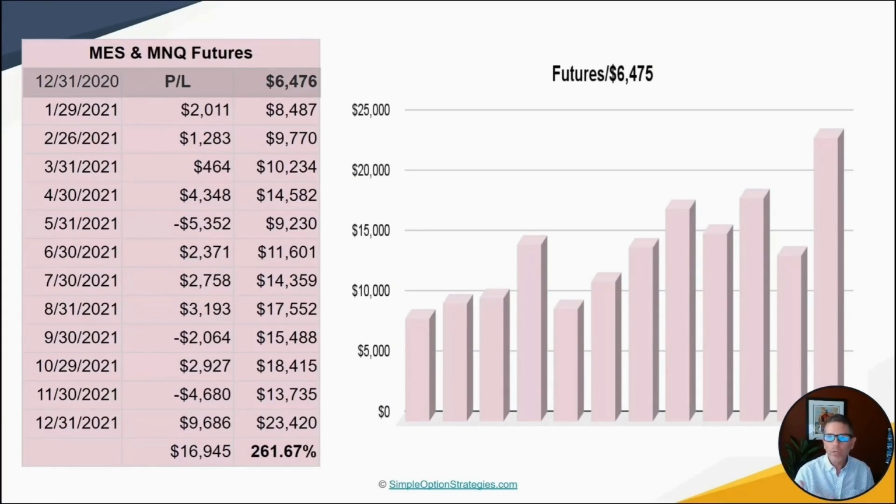And you can see here that I started with around $6,000 and I ended the year with $23,000. So this was a big, big gainer, right? Almost threefold, almost 300%. I got a 262% return with these Micro Mini Futures.